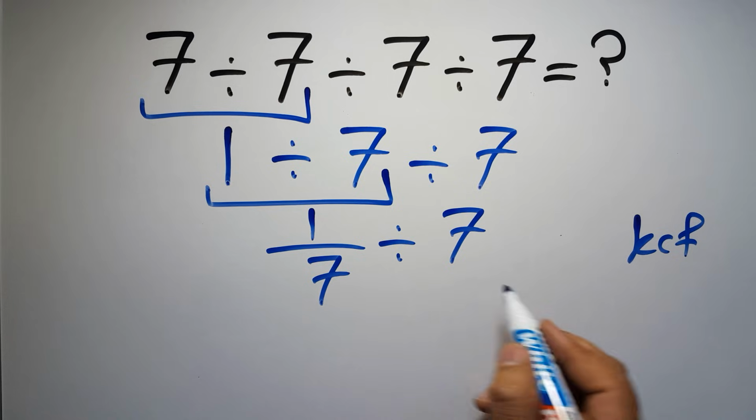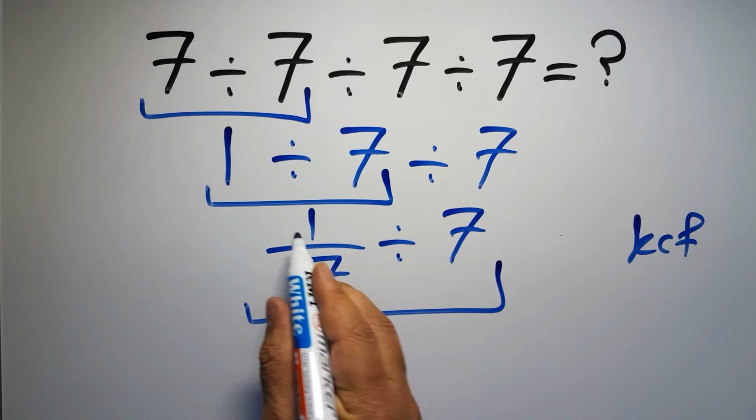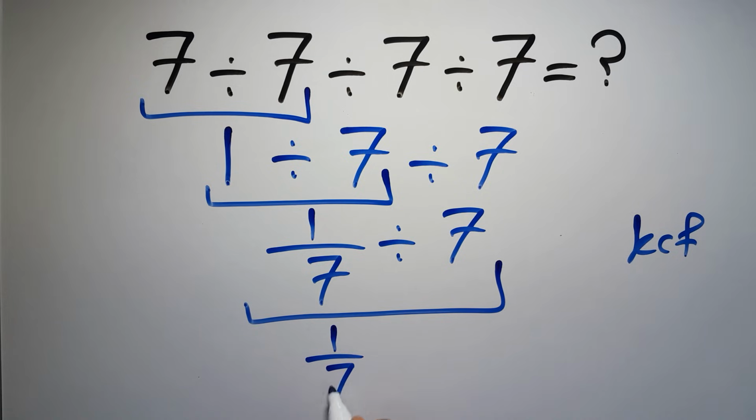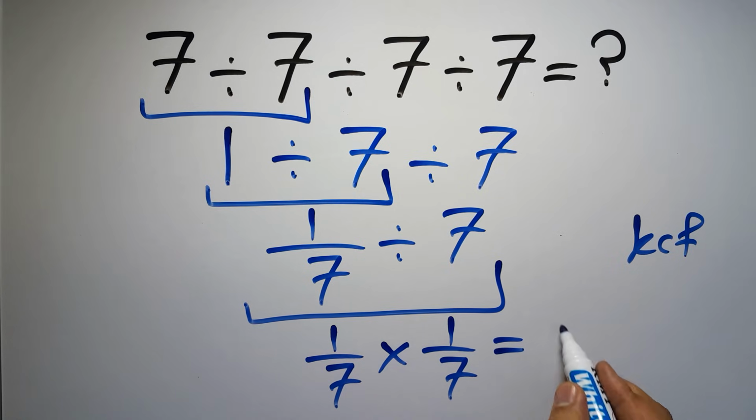stands for flip. We can write keep the first fraction, change division to multiplication, and flip the second fraction. So 1 over 7 then times 1 over 7, which equals 1 times 1 gives us 1.